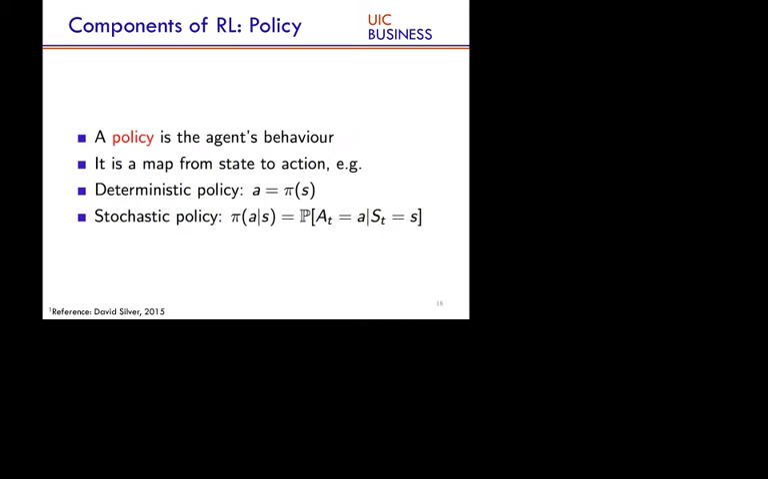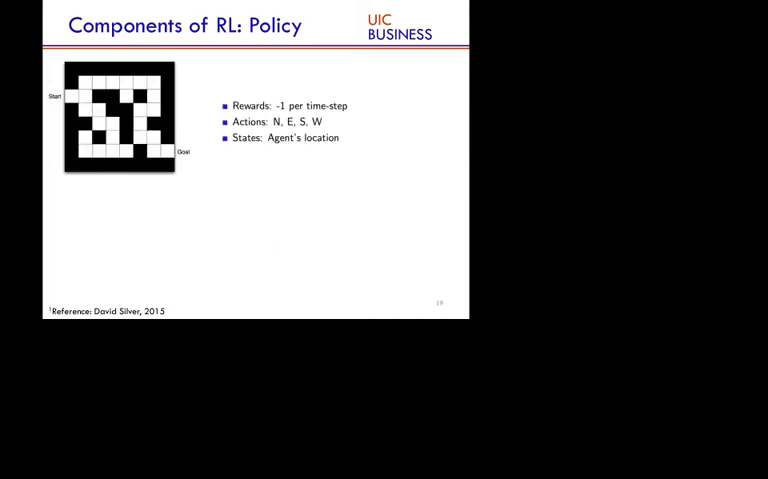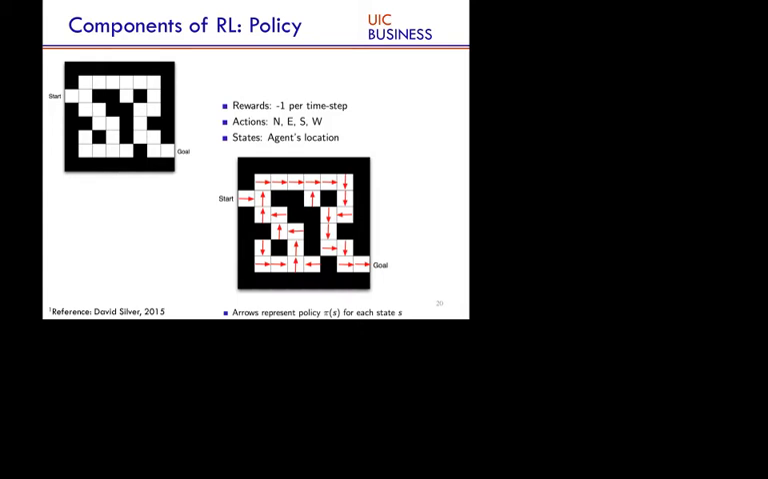Last time we used the symbol pi of s to represent a deterministic policy, and pi of a given s to represent a stochastic policy. So a policy is just this, similar to contextual bandits. For example, in this maze domain, which is described by rewards of -1 per time step, actions being the four directions, and state being the agent's location, so x, y, two numbers, this could be an example policy. It just says in this state take the best action or something like that. So these red arrows represent a policy.